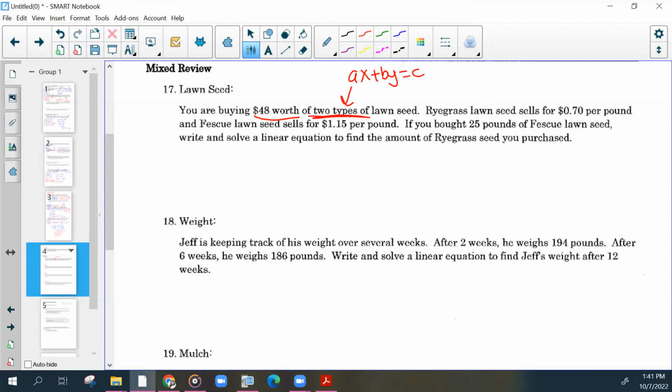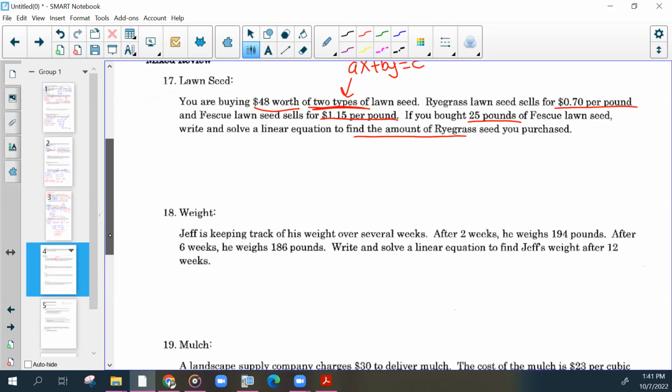You would need to be able to figure out what is a, what is x, what is b, what is y, what is c. Notice also the number of numbers given. 48, disregard the 2 types. 48.70 per pound, 1.15 per pound, 25 pounds, and we're looking to find the amount. So when you have at least 4 numbers like that, you're going to be doing the standard form. You could also have 4 numbers if it's like the last type we talked about or something else. So I'll show you those as well.